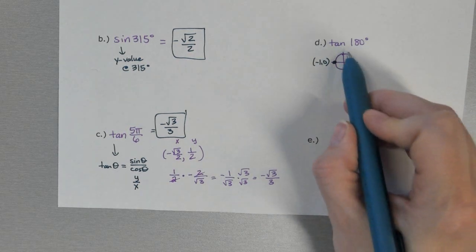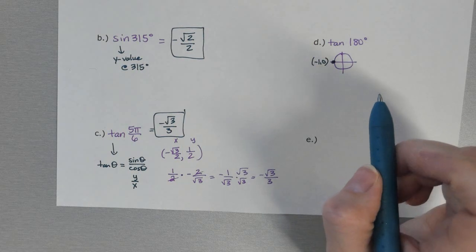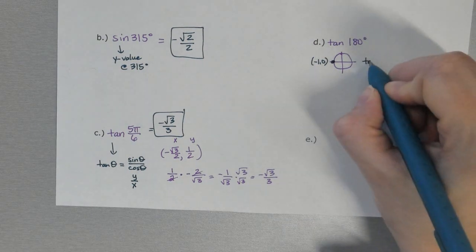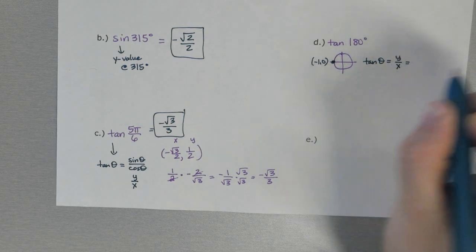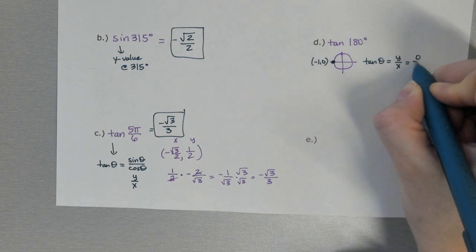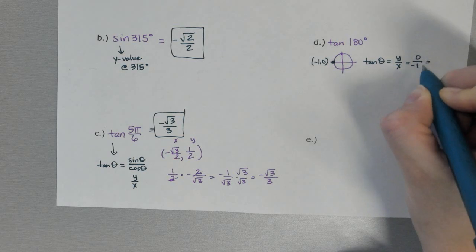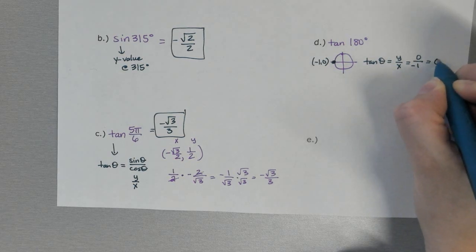So if you are finding the tangent, you are going to be dividing y over x. And so your y value is 0, and then negative 1. 0 divided by negative 1 is 0.